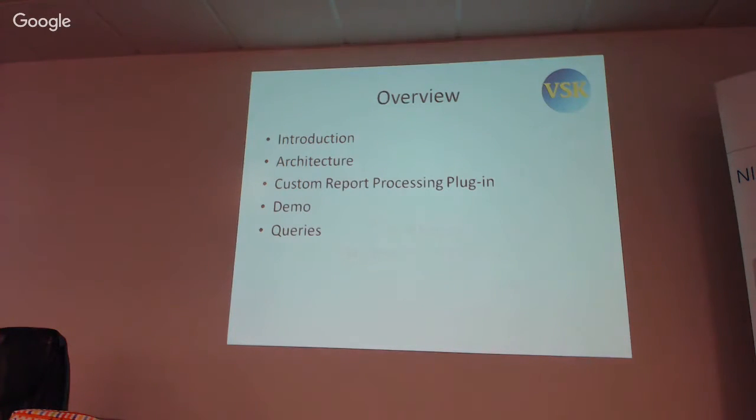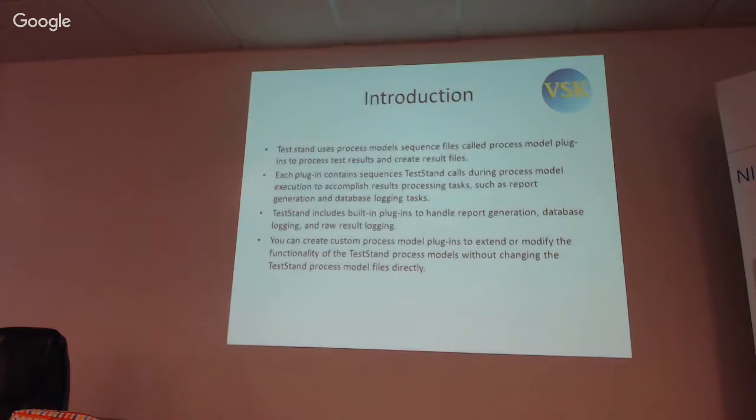So we'll go through the introduction, architecture, and the report processing plugins, and one demo, a skin demo that I've shared with TestStand examples. The plugins are basically process model sequence files, which TestStand executes during process model execution, for TestStand test processing and data logging. It's used to make TestStand test reports in formats like HTML or PDF. We can customize those sequence files and make our own with our company logo or whichever format we want. There are some built-in TestStand plugins available for HTML and XML, but we can create our own to extend TestStand processing and data logging.